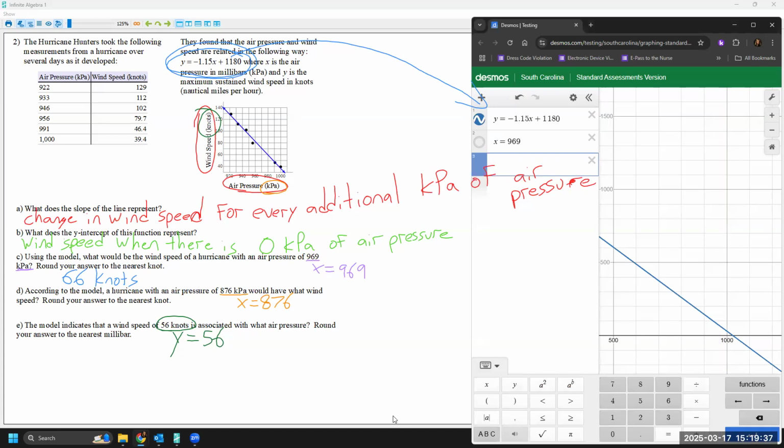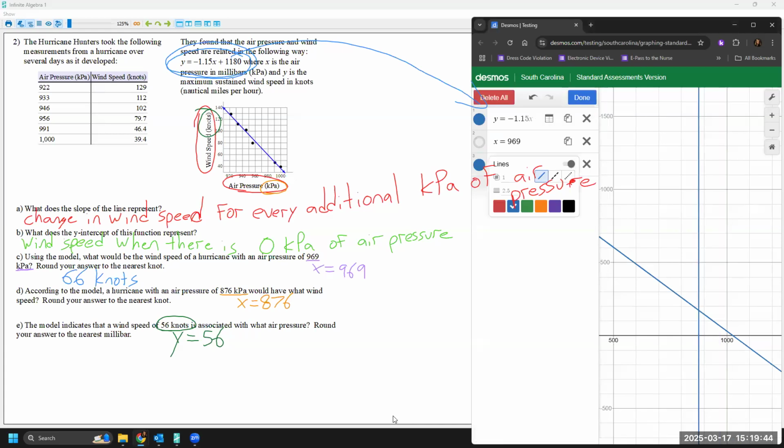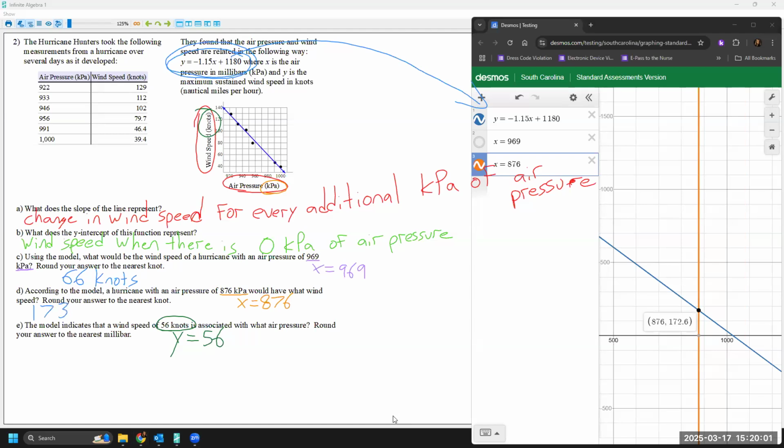So again, I'm going to click right here on the color to hide that line, and type in my next one. X equals 876. Change that one to orange. Click on where they intersect. So I get the 876 is the other one I care about. It says 172.6. And again, I'm rounding to the nearest whole number. So 173 knots. That one, move on to the next one.